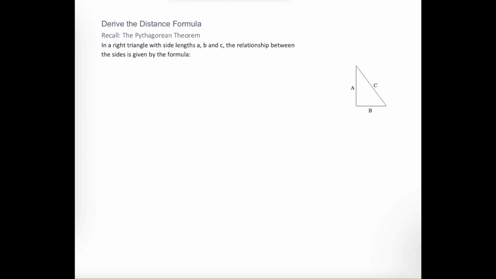So for the derivation, we're going to first of all recall the Pythagorean theorem. The Pythagorean theorem is applicable when we have a right triangle, or a triangle with a 90-degree angle in it. And if we have a right triangle, then the sum of the legs squared and added together is going to be equal to the hypotenuse side squared.